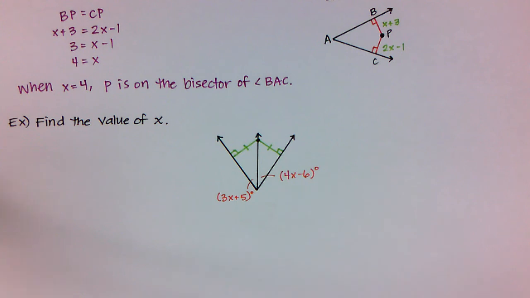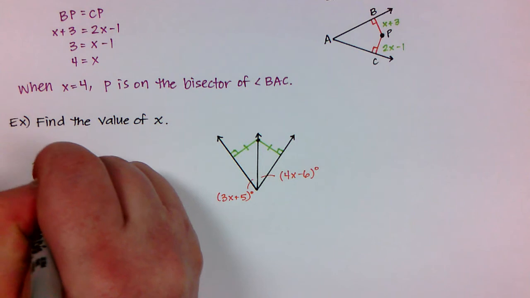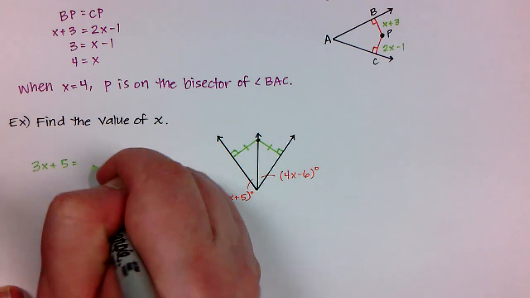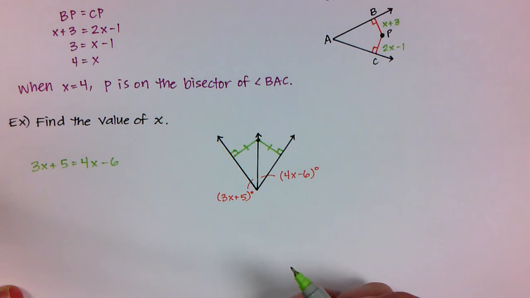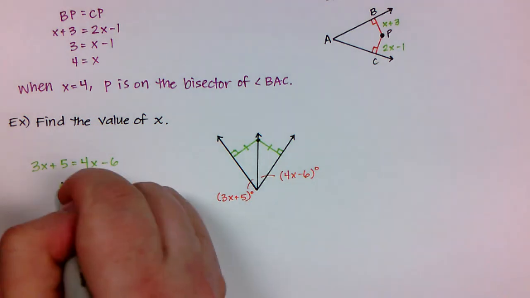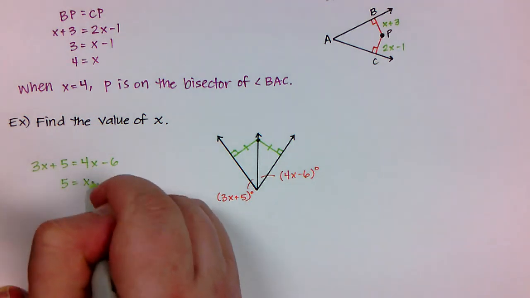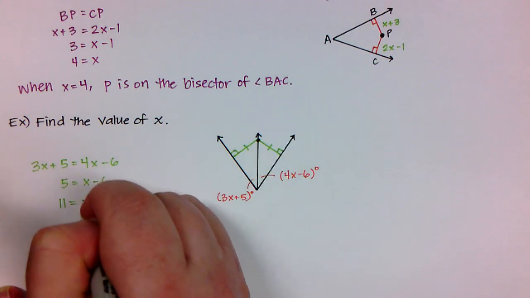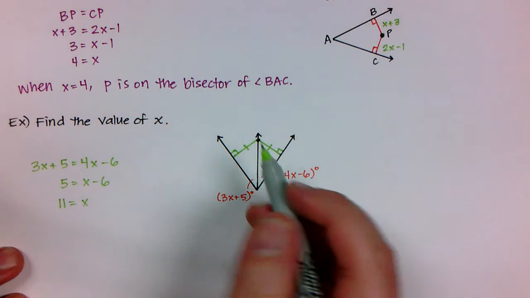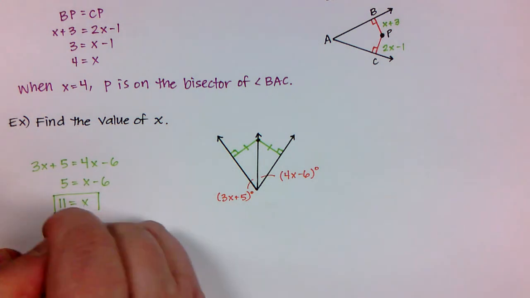So let's write that down. 3x plus 5 is equal to 4x minus 6. And then let's solve for x. I'm going to subtract 3x on both sides. So I'm left with just 1x over there. And then I'm going to add 6 to both sides. So I found that x is equal to 11.